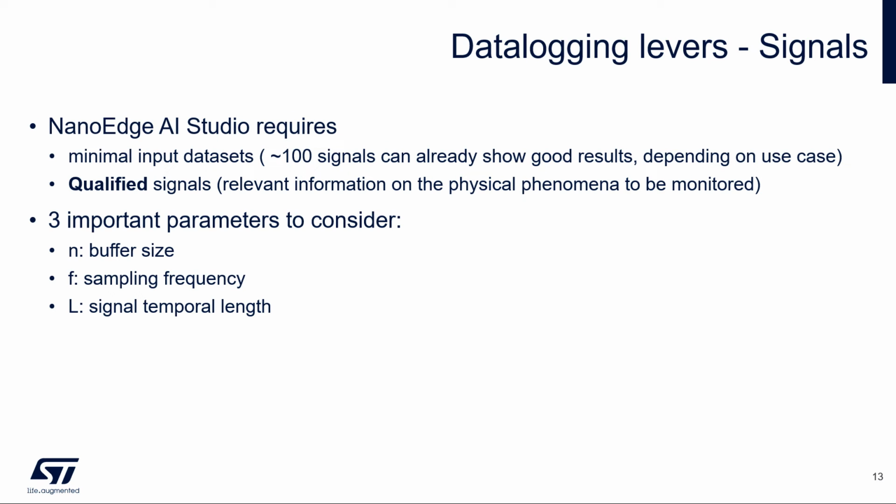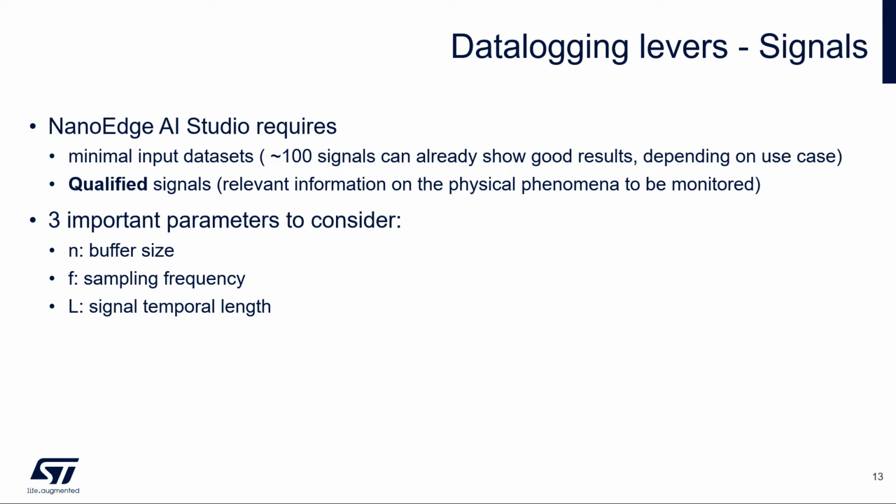There are three important parameters to consider. A signal has a buffer size, and a sampling frequency, which is the output data rate of the sensor, and consequently an associated temporal length. There is no strict rule to determine the perfect size of datasets, but the NanoEdge AI Studio solution showed in practice to be efficient from a number of signals around 20 times the number of axes of sensor.